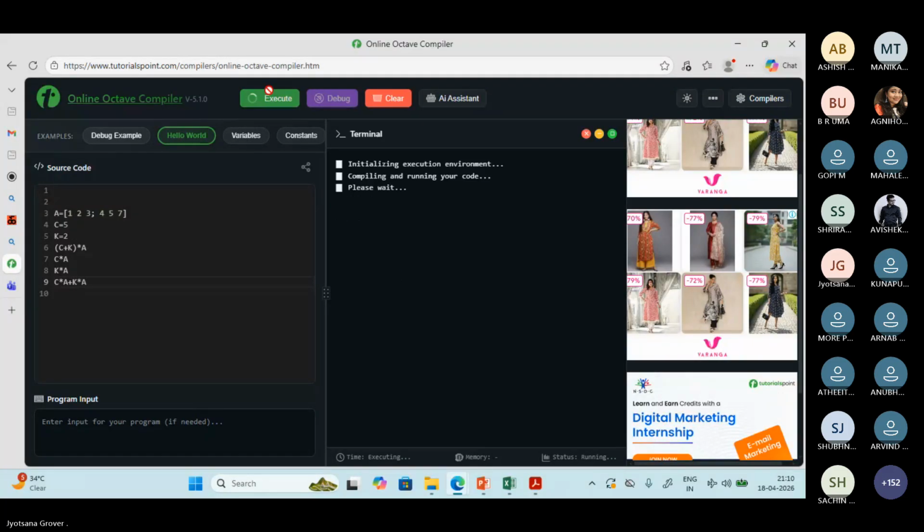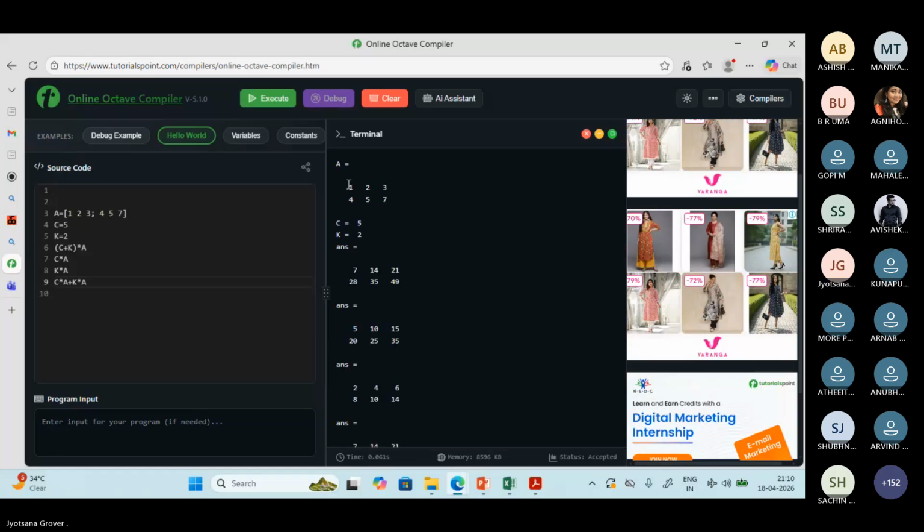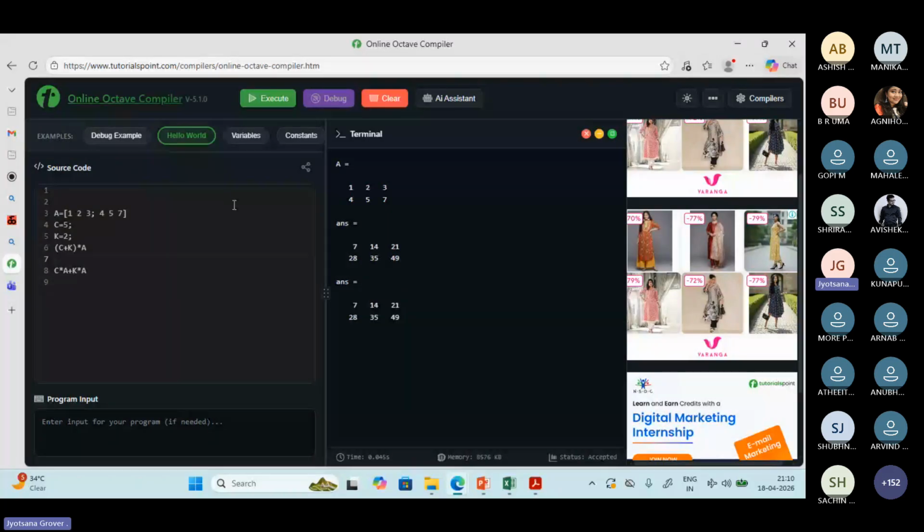Let's see. Okay, I'll just show you this. So this is C plus K into A. You're adding C plus K, 5 plus 2, 7, and then you're multiplying with every entry of A. So 7 into 1 is 7, 7 into 2 is 14, 7 into 3 is 21.